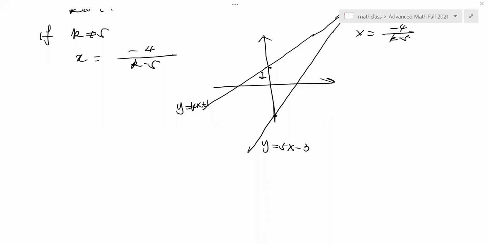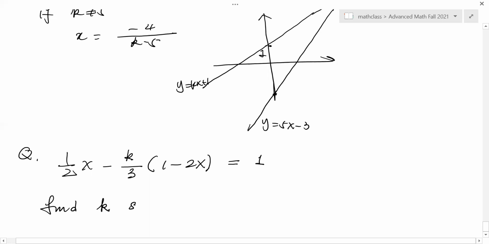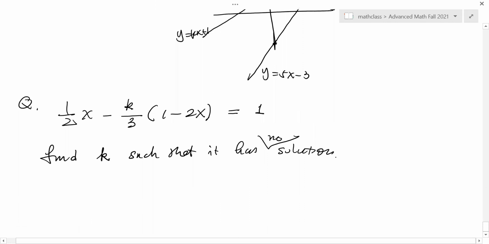Okay, so let's take a look at the next problem. I hope everybody does this problem. I just want to make it a little bit more complicated. So I have a half of (x minus k over 3), then 1 minus 2x equals 1. Determine the value of k such that it has no solution.